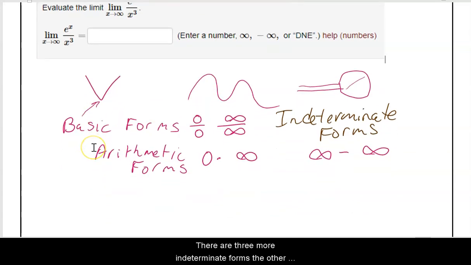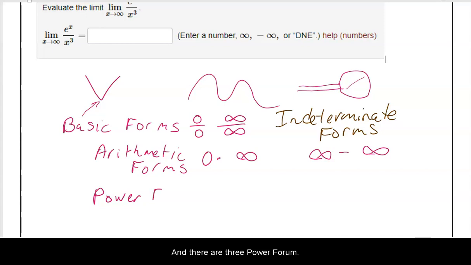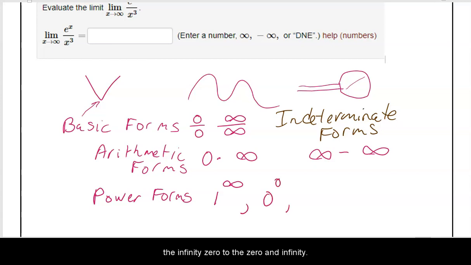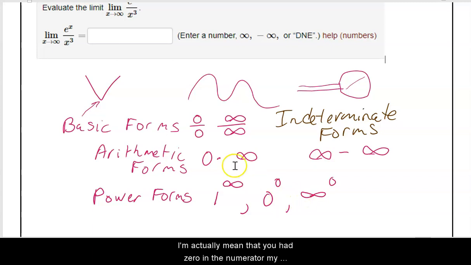There are 3 more indeterminate forms. The other 3 indeterminate forms are power forms. And there are 3 power forms. And we'll take a look at a couple of these today. 1 to the infinity, 0 to the 0, and infinity to the 0. Now, 0 to the 0 and infinity to the 0 actually mean that you had 0 in the numerator divided by 0 in the denominator, because 1 minus 1 gives you 0. That's where this comes from.